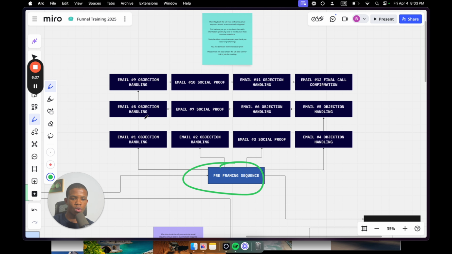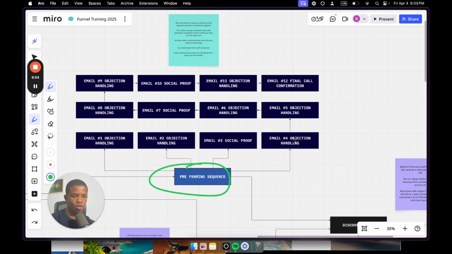So all of these emails need to be objection handling. You handle one objection for each email. One objection, don't handle more than one objection for each email. One objection, social proof, objection, social proof, just like that. And then the final call confirmation is going to be the last one.